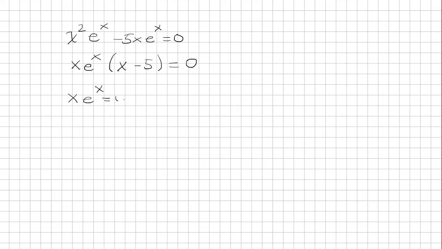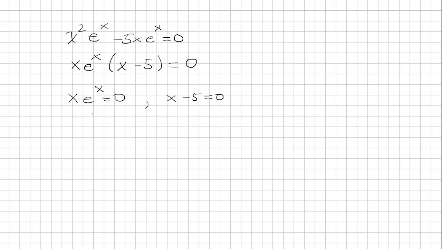Okay. Next question, we have x squared times e to the x minus 5x times e to the x equals 0. So here I have a factor of x e to the x I could pull out. And then how do I get to x squared e to the x? Well, I need to multiply by x. And then for the second one, I need to multiply by negative 5. Setting both of these equal to 0.